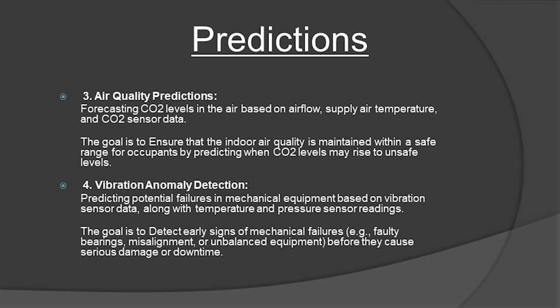Vibration anomaly detection. Predicting potential failures in mechanical equipment based on vibration sensor data, along with temperature and pressure sensor readings. The goal is to detect early signs of mechanical failures, for example faulty bearings, misalignment, or unbalanced equipment, before they cause serious damage or downtime.